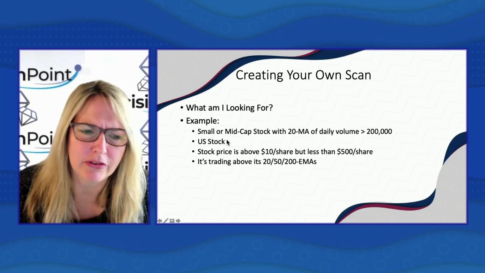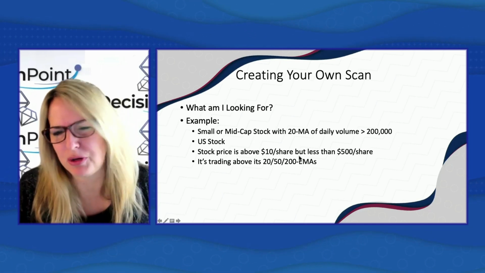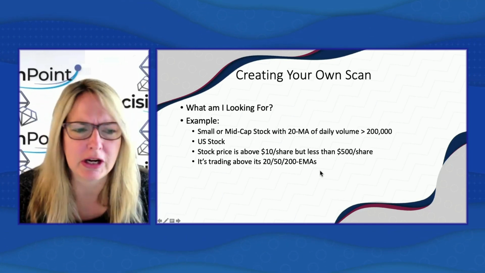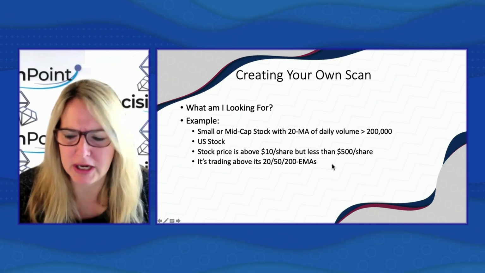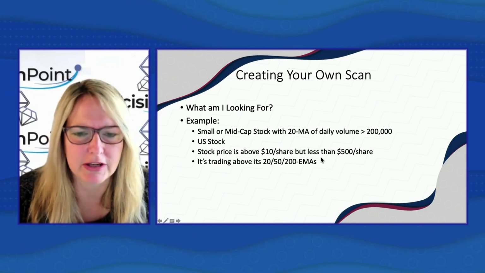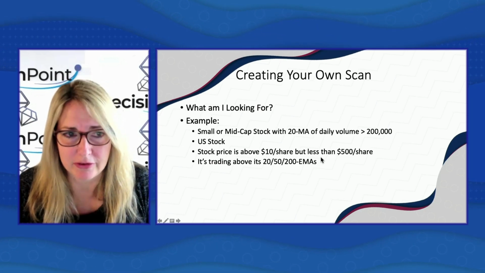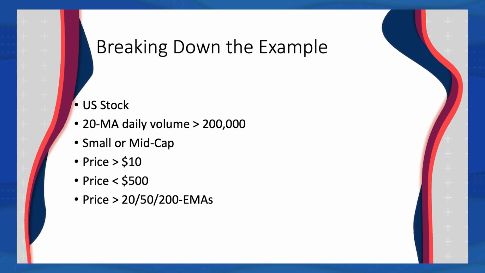I want a US stock. I want a stock that's between $10 and $500 a share. And I also want it to be trading above these 20, 50, and 200-day EMAs. So let's put this in a little bit more understandable way to do it.